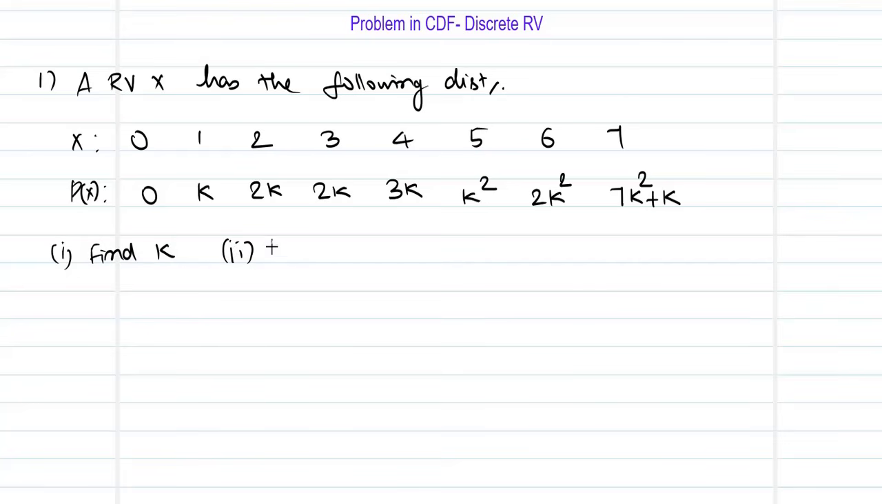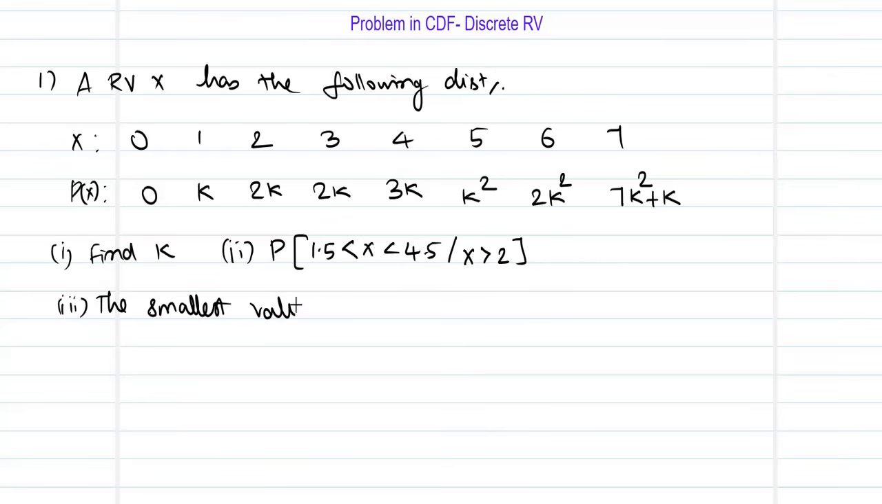Number 2, find the probability of 1.5 less than X less than 4.5, conditional probability of X greater than 2, and number 3, find the smallest value of lambda such that probability of X less than or equal to lambda is greater than half.